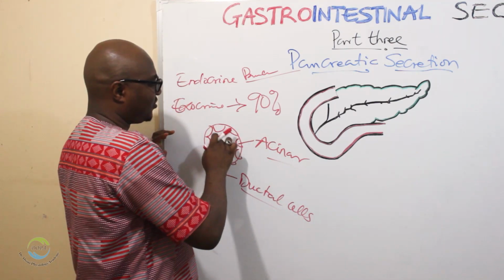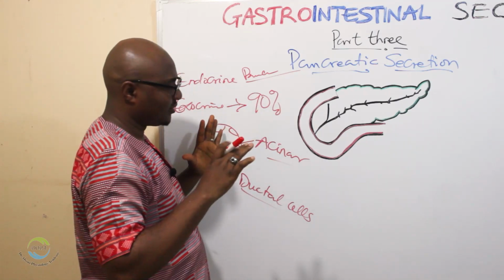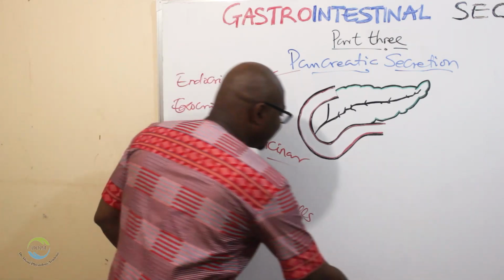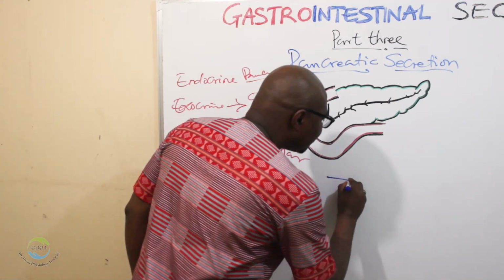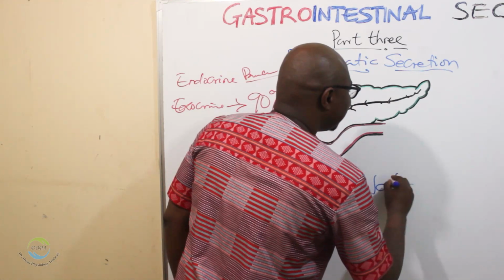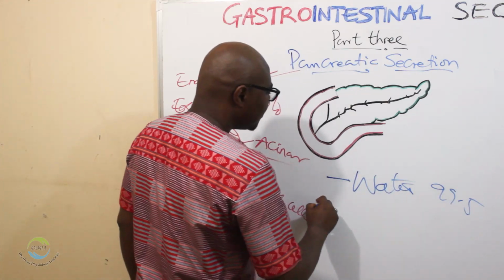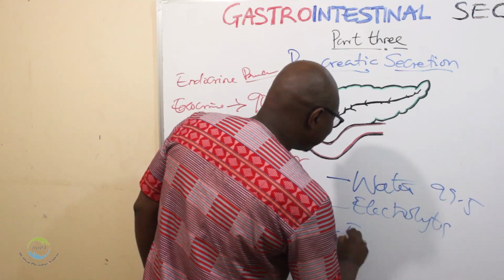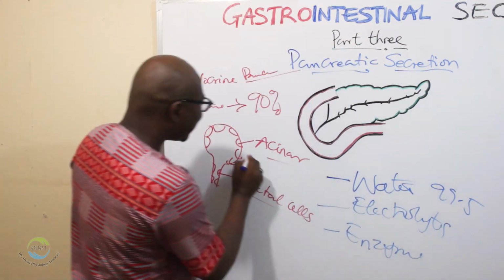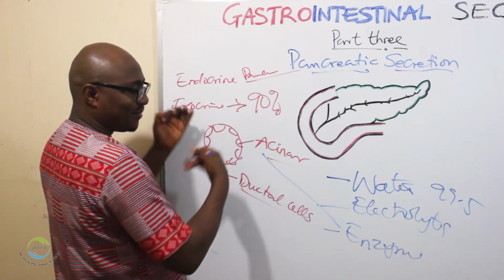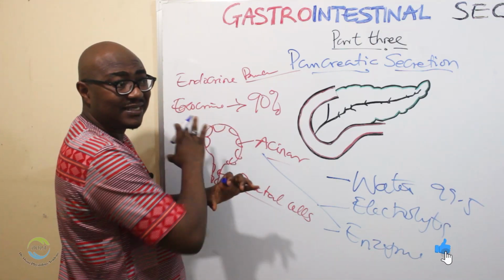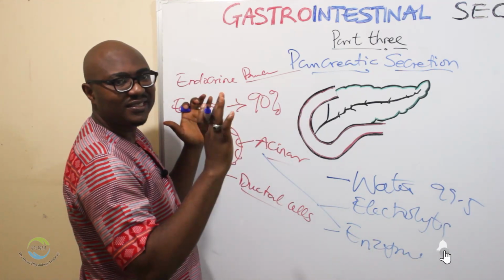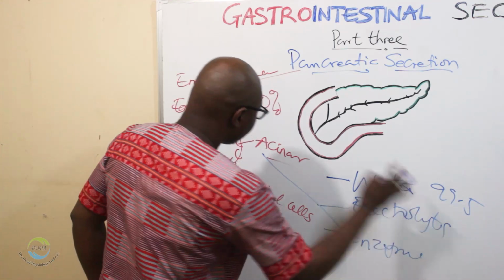Okay? So it's the same principle. The acinar cells are the ones that secrete the enzymatic part. Remember always that all these GI secretions contain water, which is 99.5%, then electrolytes, then enzymes. These are the three major things. So these are acinar cells. They're rich in different kinds of enzymes that digest all the classes of food: carbohydrate, lipids, proteins. Okay? So they secrete that.